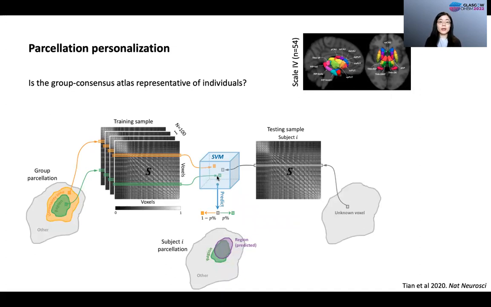So what we did was train a binary SVM classifier to classify whether a voxel, given its features, belongs to a region or to the surrounding area. Once the classifier is trained, we apply it to a new subject and use it to predict the posterior probability of an unknown voxel belonging to the region of interest or to the region outside. By doing that, we generated a personalized parcellation for each scale 4 atlas.